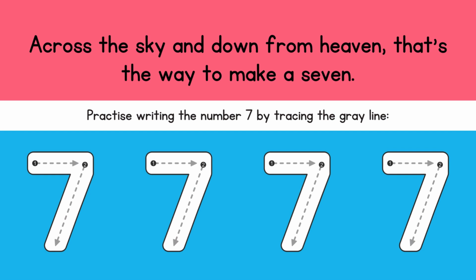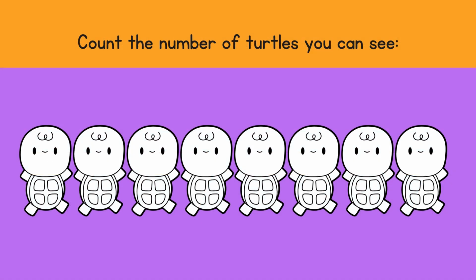Across the sky and down from heaven, that's the way to make a 7. Practice writing the number 7 by tracing the gray line. Count the number of turtles you can see.